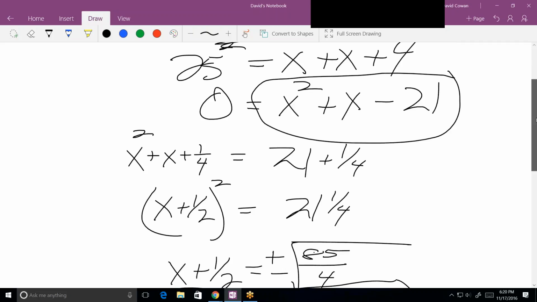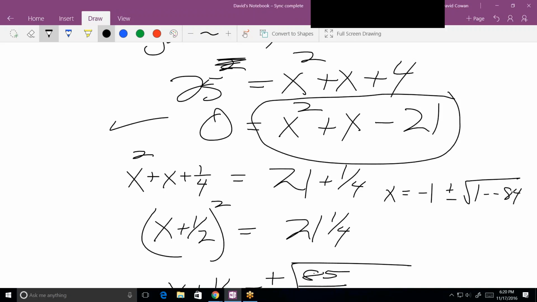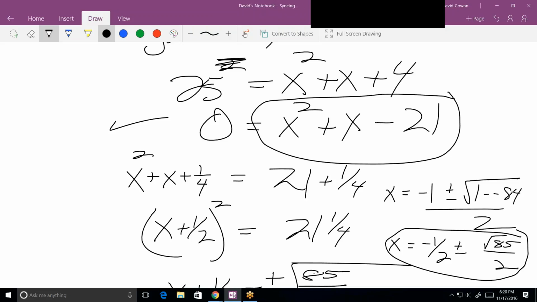And it's almost easier. In other words, once I get to this step here, well, the quadratic formula is x equals minus b plus or minus the square root of b squared minus 4ac, all over 2a. So the quadratic formula actually is a little quicker. Minus 1/2 plus or minus the square root of 85 over 2. It took me less time to use the quadratic formula than it did to complete the square. Both produced the same answer. In fact, the quadratic formula was derived from completing the square.